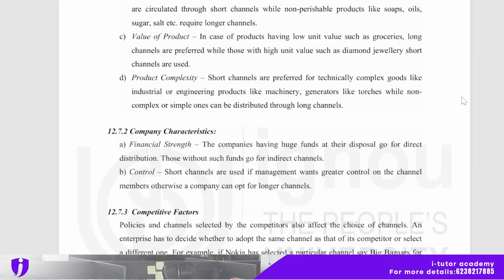And company characteristics. Financial strength. The companies having huge funds at their disposal go for direct distribution. Those without such funds go for indirect channels. And control. Short channels are used if management wants greater control on the channel members. Otherwise a company can opt for longer channels.